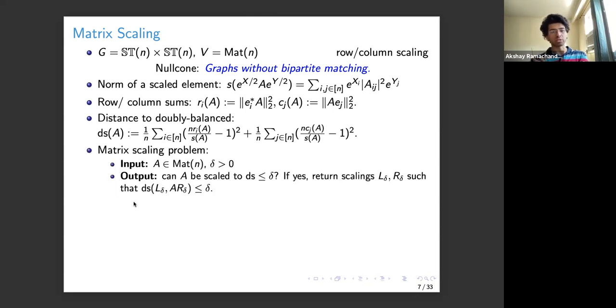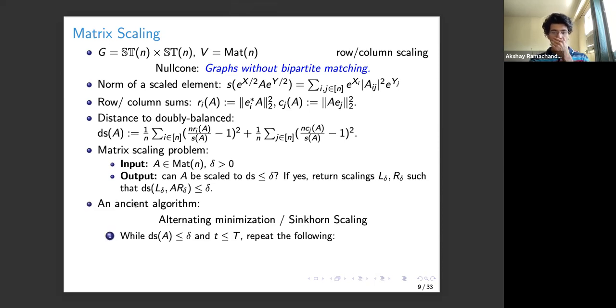Cool. So the matrix scaling problem is: you're given an arbitrary matrix A and a precision delta, and you're asked, can you scale A by left-right scalings to some matrix with distance to doubly balanced at most delta? And if yes, you want to find the scalings. And if no, then you want to return fail, right?